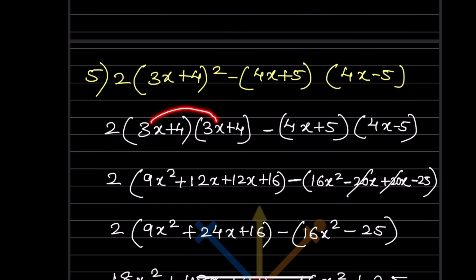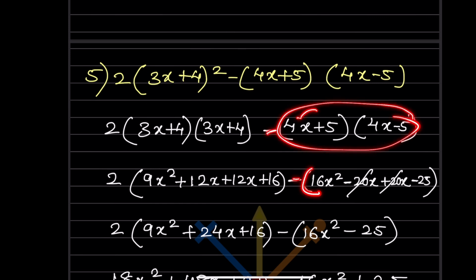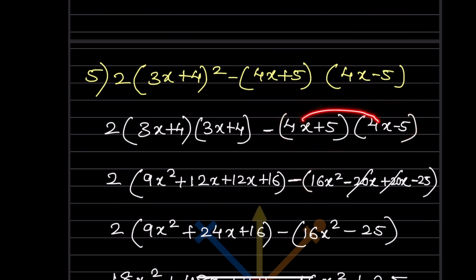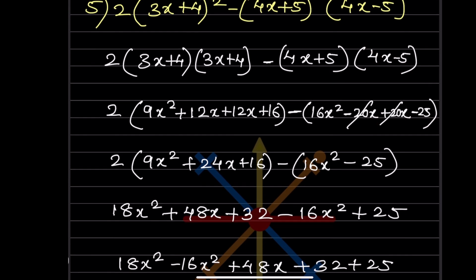Now we'll think of this one. So 9x square plus 12x plus 12x, and this is going to be plus 16. And then minus, now so minus, this is going to be in the bracket again, this and this one. So that is 16x square minus 20x plus 20x and minus 25. So now this will be same. We can take this together. So 9x square will be here. This will be 24x plus 16 minus here. Minus 20x plus 20x get cancelled.